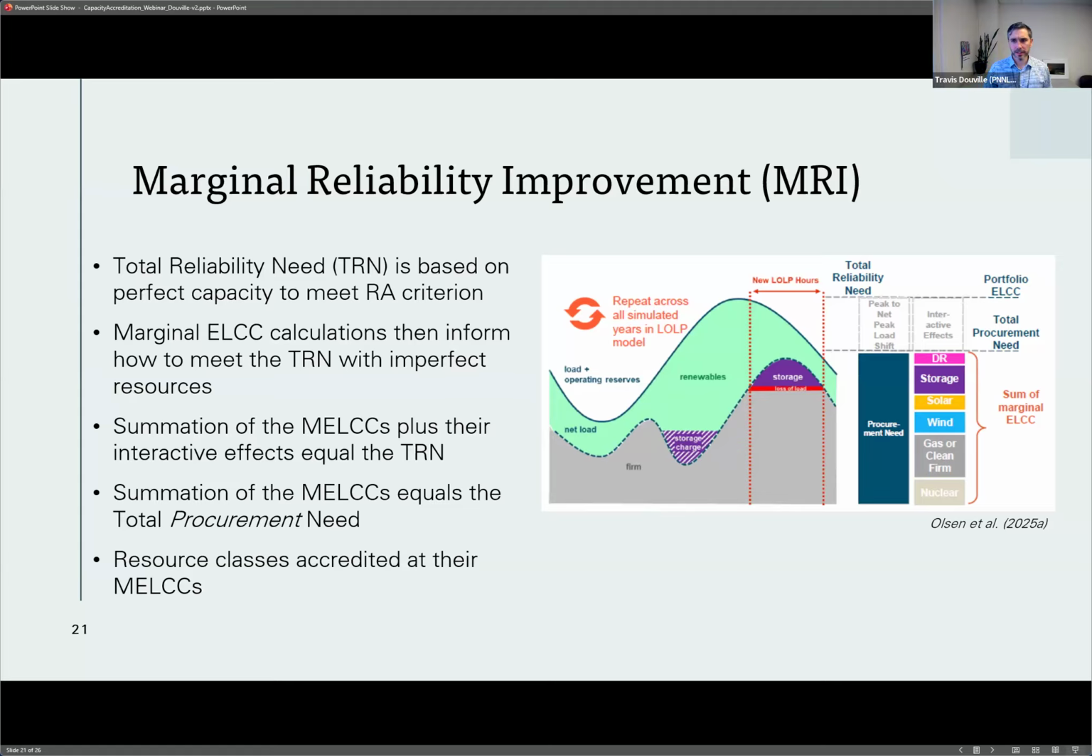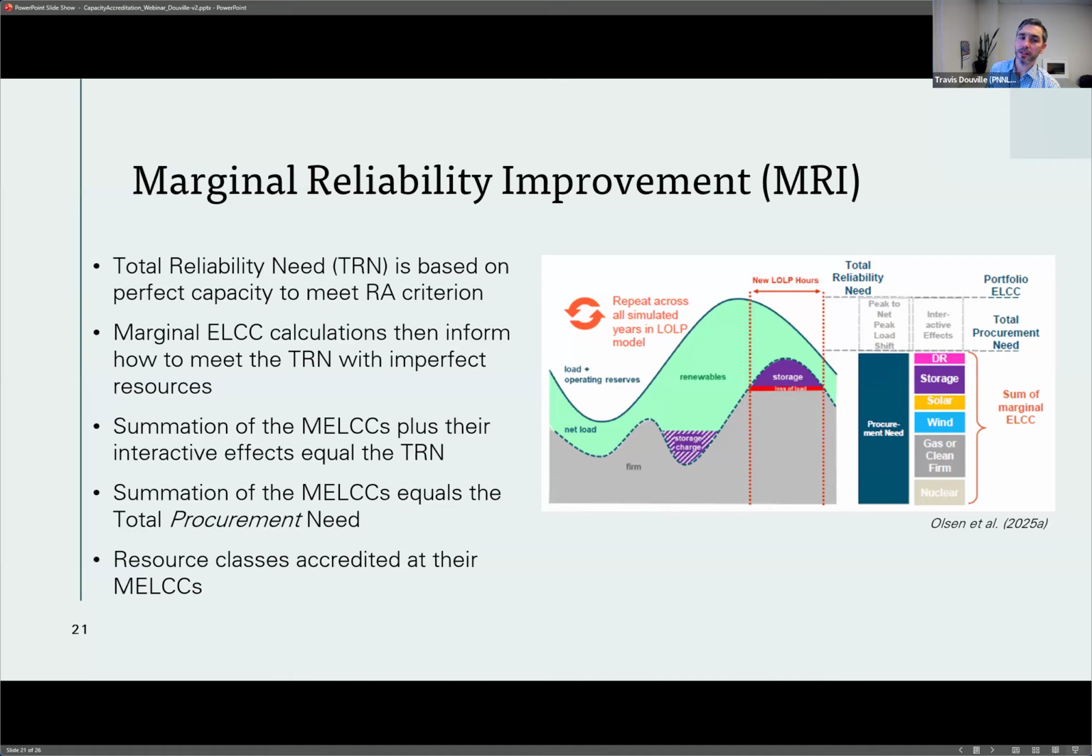Remember, the total reliability need is actually met through imperfect resources, as we know. Marginal ELCC calculations are summed across resources, and then any interactive effects meet the total reliability need. Resource classes are accredited at their marginal ELCC. That's how this works. The marginal ELCC is the capacity that one can say is associated with any individual resource type. And then the interactive effects simply cover the difference between the net load peaks and the peak. So if you can meet the net load peaks, then you're guaranteed to make the peak times.